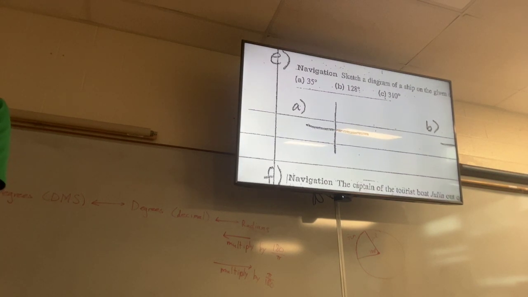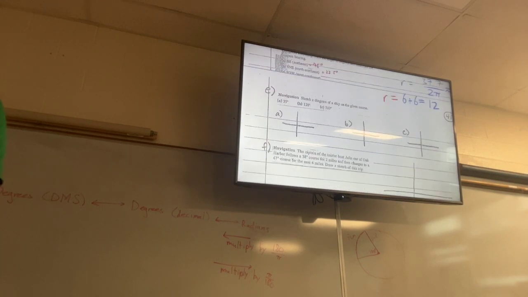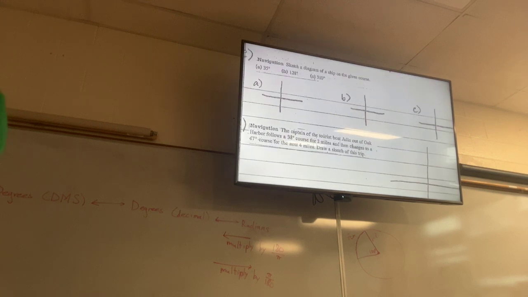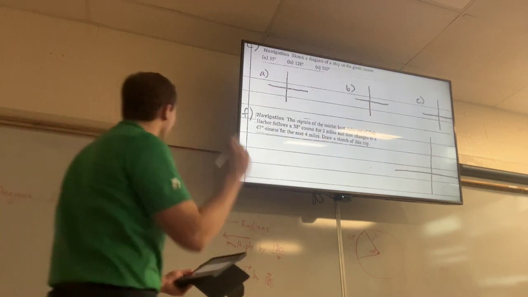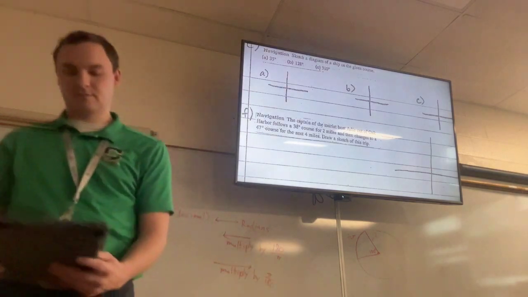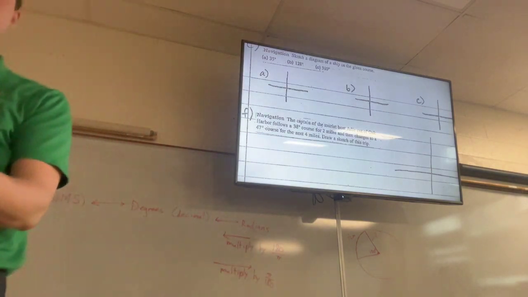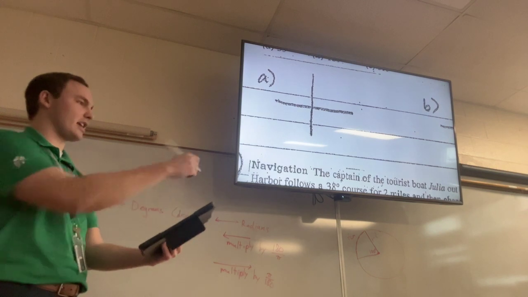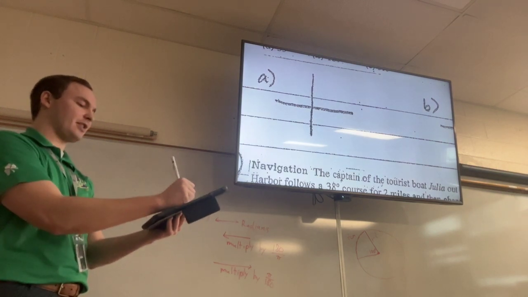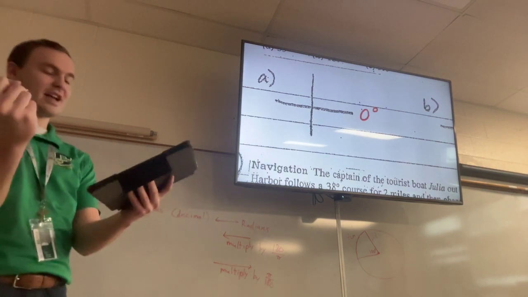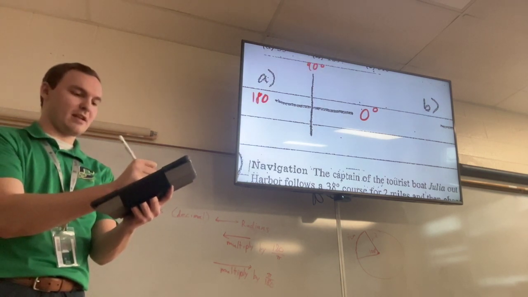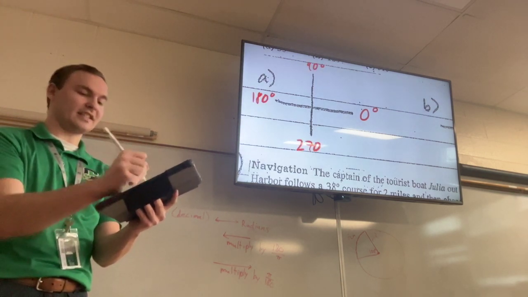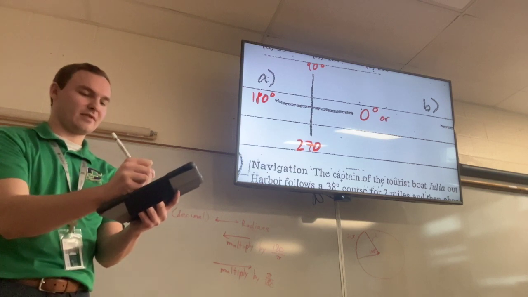All right, sketch part E. Can I move on to part E? Sketch a diagram of a ship on this course. So the coordinate axes are a lot like a compass, except 0 degrees is on the right now. Okay? So this would be 90 degrees. This would be 180. This would be 270. And this is technically also 360.